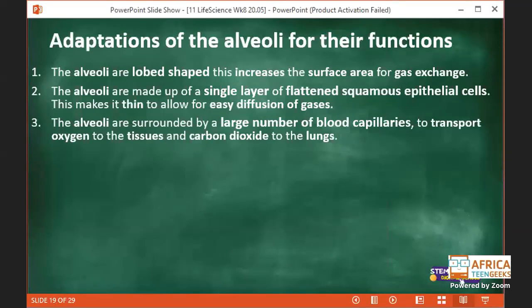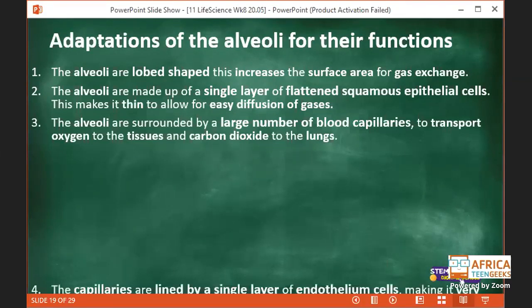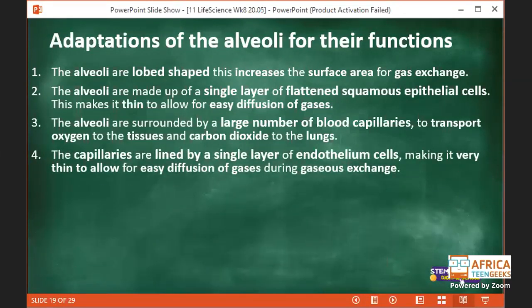Okay, third point, the alveoli are surrounded by a large number of blood capillaries to transport oxygen to the tissues and carbon dioxide to the lungs. Fourth fact is that the capillaries are lined by a single layer of endothelium cells, making them very thin to allow for easy diffusion of gases during gaseous exchange.